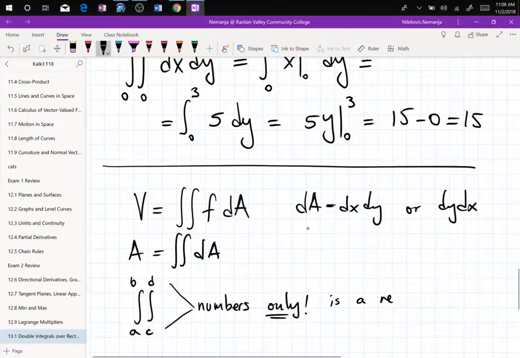is a rectangular region. Rectangular region integral. So we're starting to categorize this.